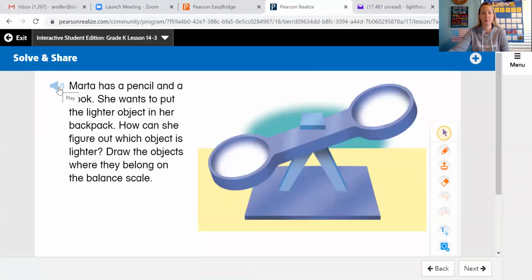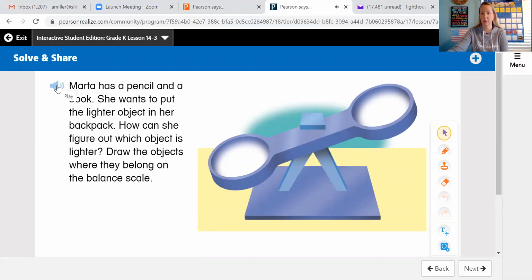Listen up. Marta has a pencil and a book. Oh, hang on. She wants to put the Oh, hang on. My volume's down. Here we go. lighter object in her backpack. How can she figure out which object is lighter? Draw the objects where they belong on the balance scale.